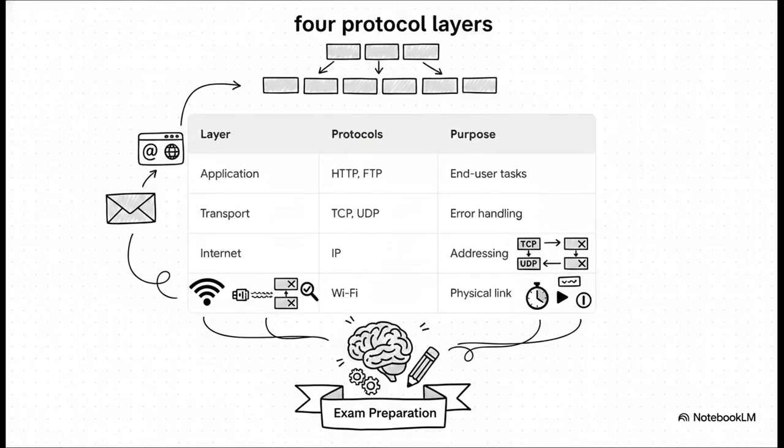All right, you've absolutely got to memorize these 4 protocol layers. They're what ensure devices around the globe can speak a common language. The application layer handles things like web and email. The link layer is your actual physical connection, think Wi-Fi or Ethernet.